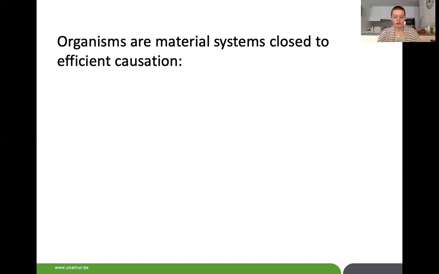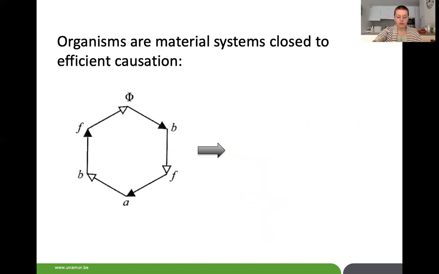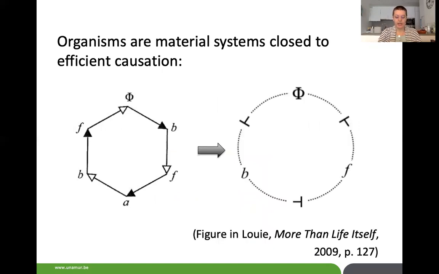A definition of the organism can be read in the MR system. An organism is a material system closed to efficient causation. Here is another representation of that model, made by A.H. Louie, Rosen's student, showing exclusively the efficient causations and their closure. The term of efficient causation is, as you've already noticed, a direct reference to Aristotle and his theory of causation.